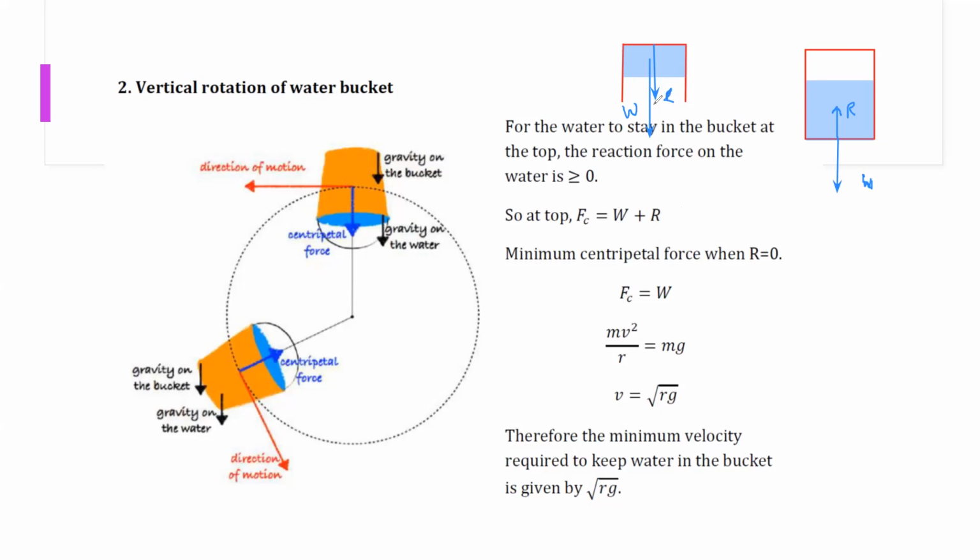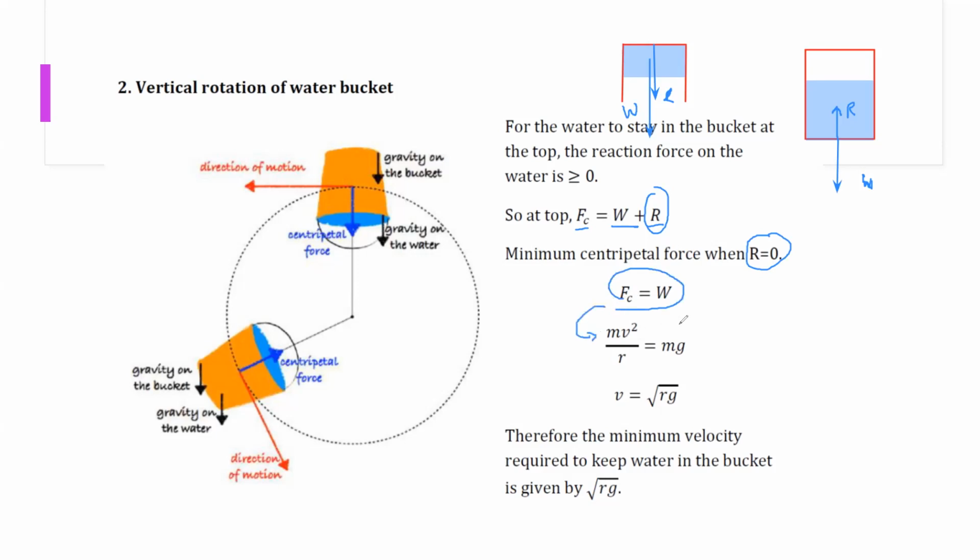So as both forces are acting down, if I say what is the centripetal force? So centripetal force, or the force which is acting towards the center, is equals to weight of the water which is inside the bucket and the normal contact force. For a minimum centripetal force, minimum force which we require to move this object in a circular path, the normal contact force should be 0. So if the normal contact force is 0, I can say centripetal force is equals to weight.